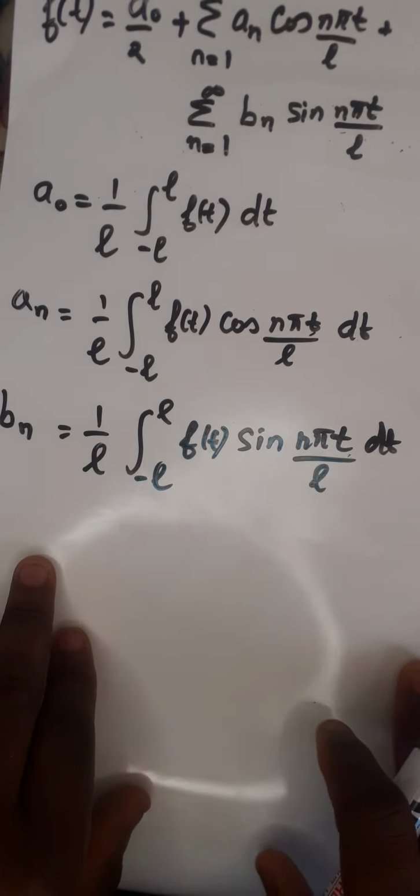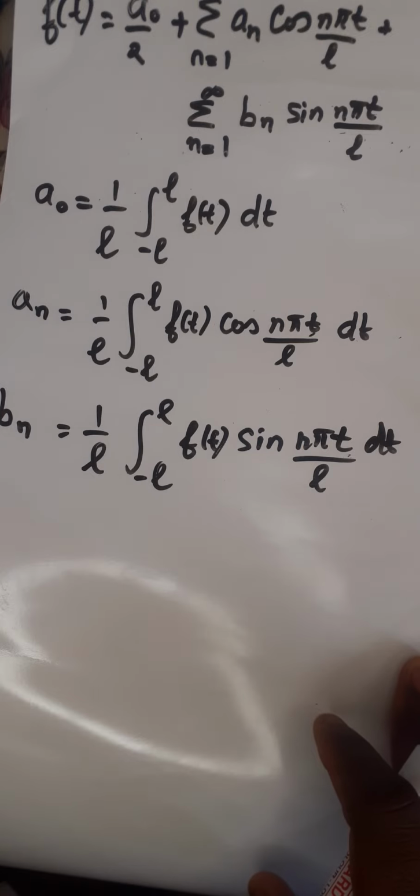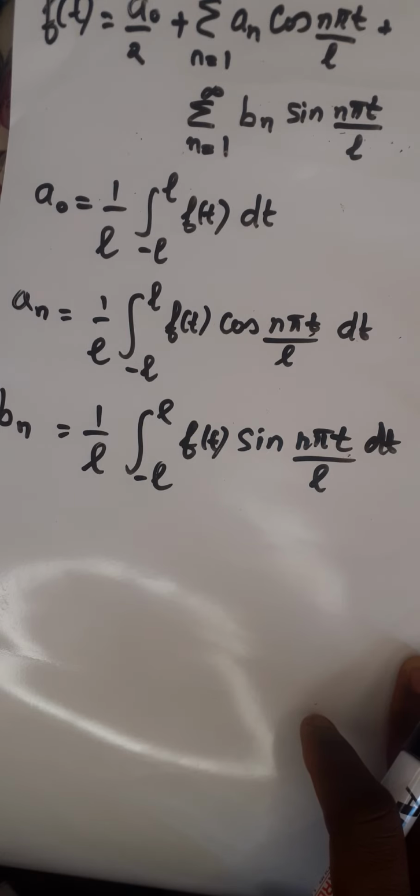Now, there is what we call particular cases. Particular cases is when you have an even or odd function. And how do you know if a function is odd or even? Let's see this.